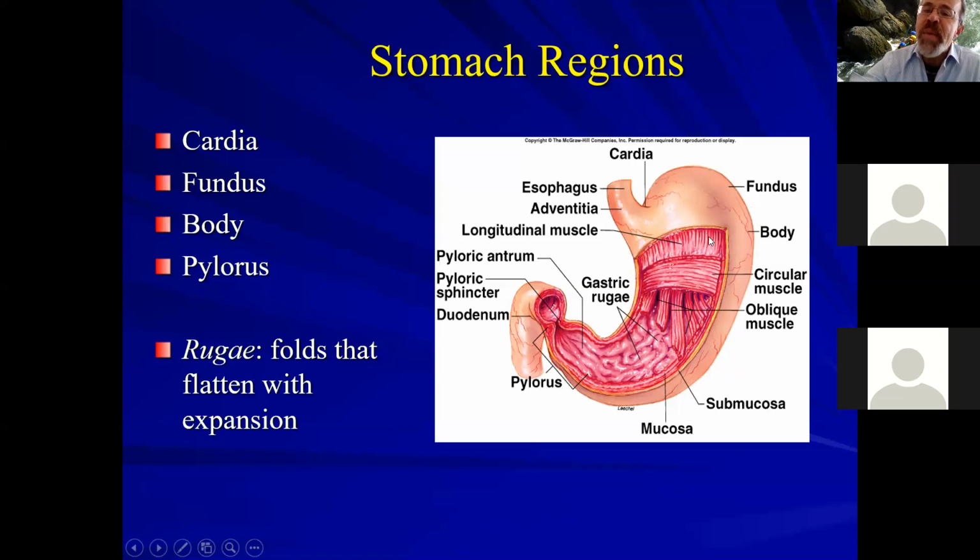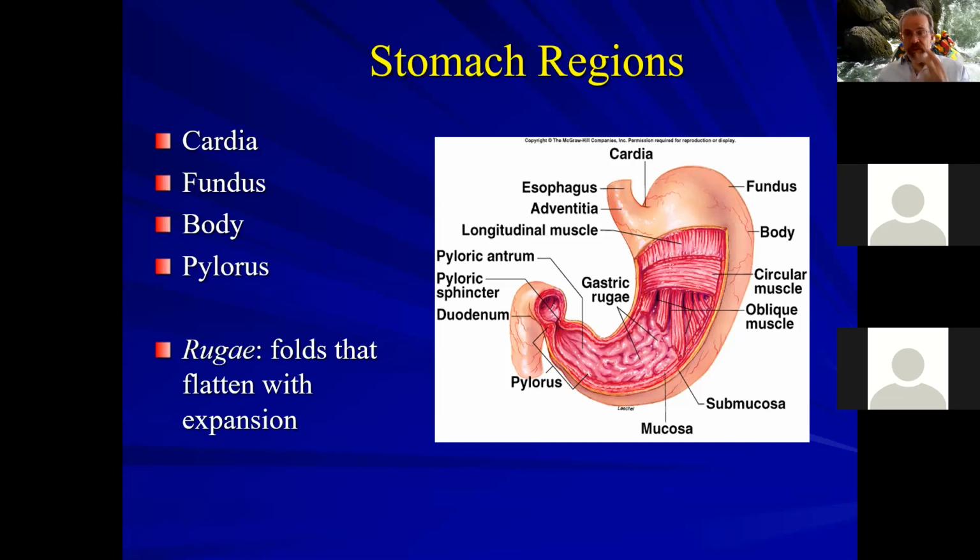What else can we say about the stomach? Remember that the muscularis is now 3 layers. We have the longitudinal layer, the circular layer, and this oblique layer, which is not really a complete layer. It's strands of oblique muscle, which allows the stomach to distend in different directions, between the circular, longitudinal, and oblique.